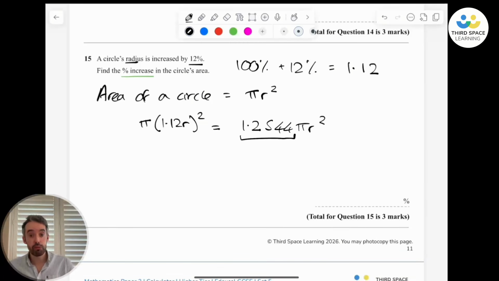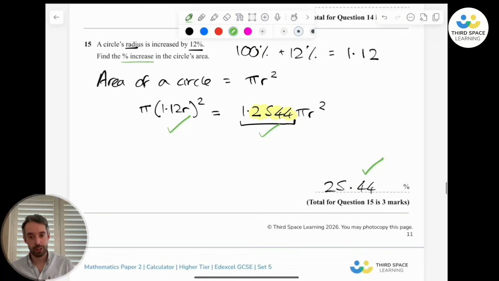This is how much more the area has increased in terms of the percentage. So the percentage is this bit here. It's 25.44%. So we'll get 1 mark for noting this 1.12 and multiplying it in the area formula. We're going to get another mark for actually multiplying it out, and then a final answer mark for the percentage.